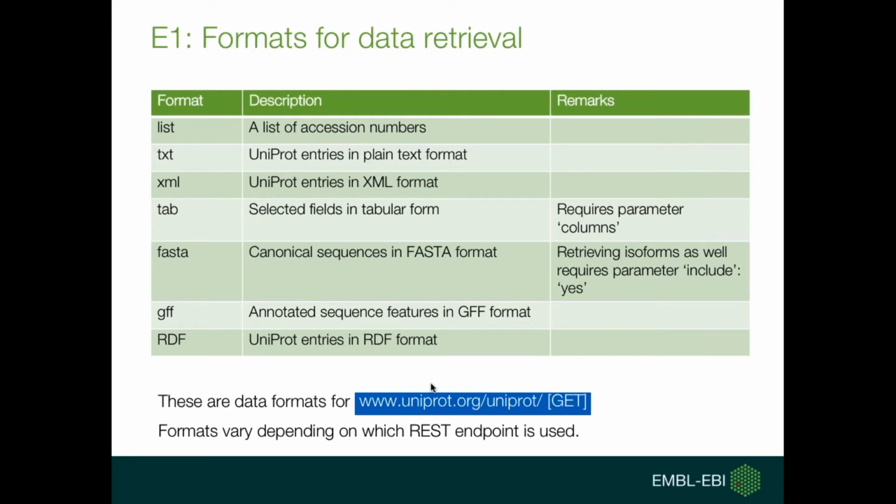Furthermore, there is a format called FastA, which downloads canonical sequences of the query hits in FastA format. We can also download isoforms, which requires an extra parameter called include yes. Then there is GFF, which downloads annotated sequence features in a format called GFF. And there is RDF, which is similar to XML. It's meant to be consumed by computers. These are data formats available for the UniProt endpoint, so querying the knowledge base, but the formats vary depending on which REST endpoint is used. And so there might be others, or there might be fewer or more.